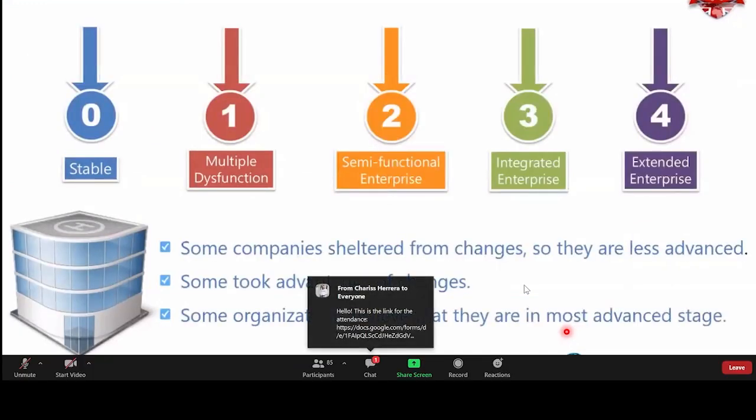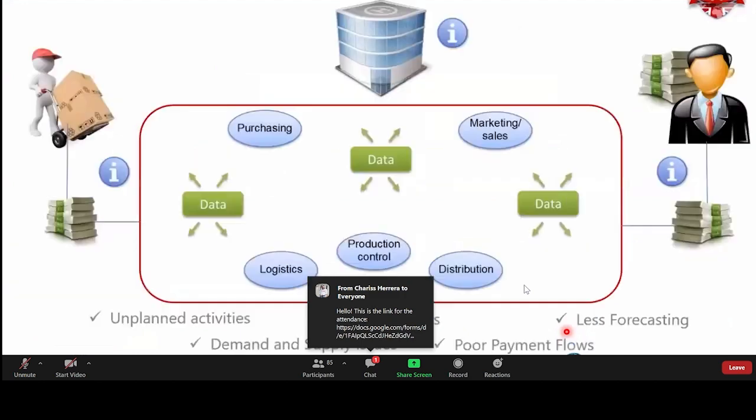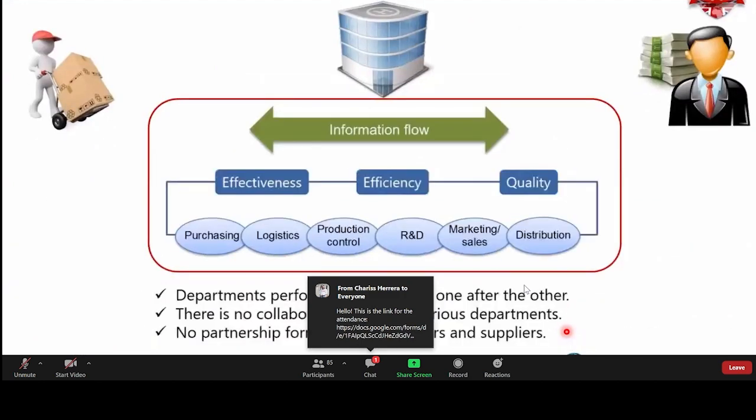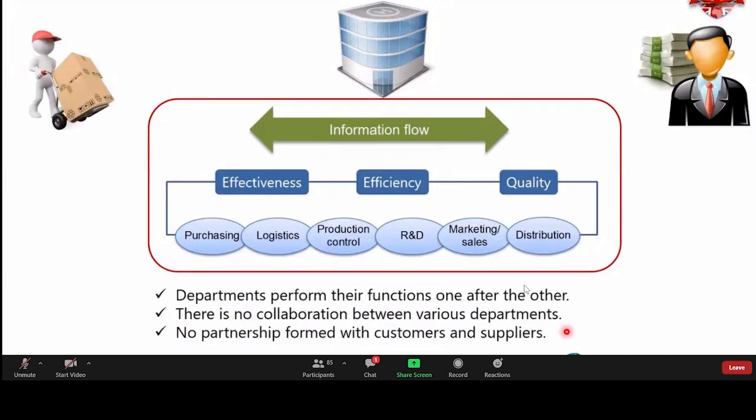Other stage is the semi-functional enterprise. Pag sinabing semi-functional enterprise, its information flow is more effective, efficient, and of quality. So kung mapapansin natin, nakalink na si procurement or purchasing, then logistics, so ito yung transport na ginagamit in terms of deliveries, production control, nandito yung planning, nandito yung manufacturing of goods, then research and development, so more on trial to, on how we will improve the product.